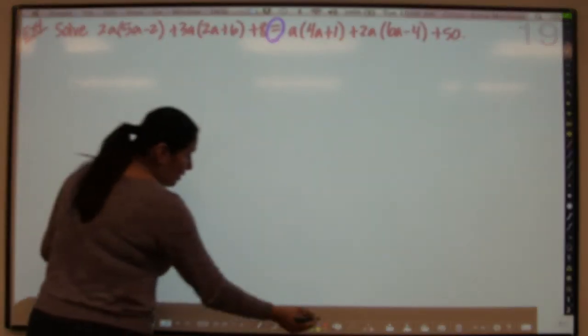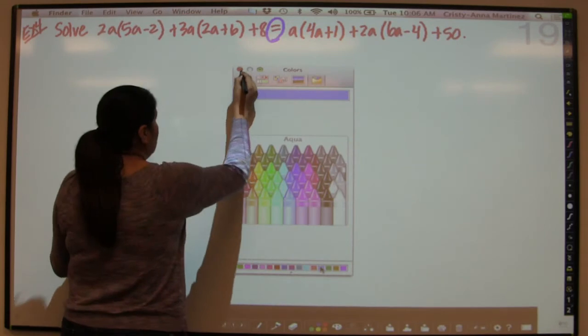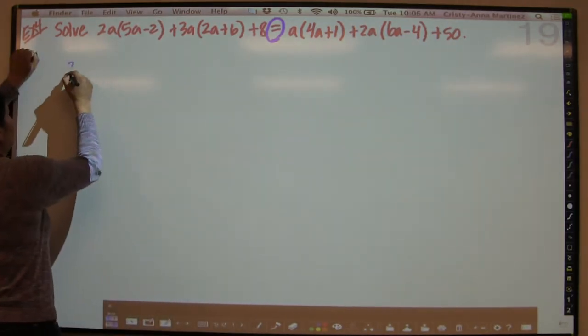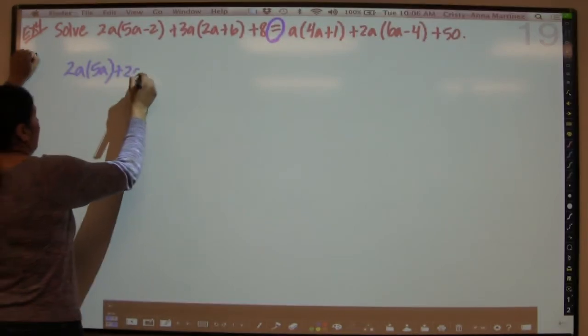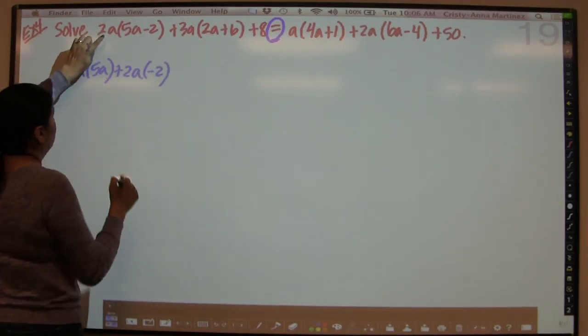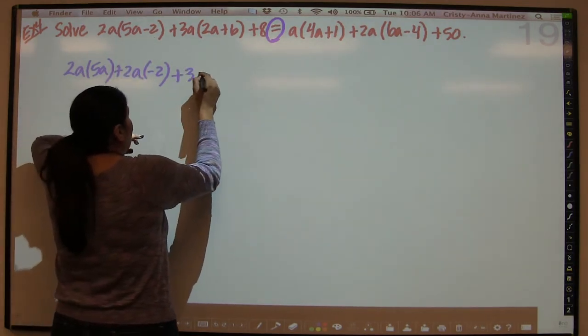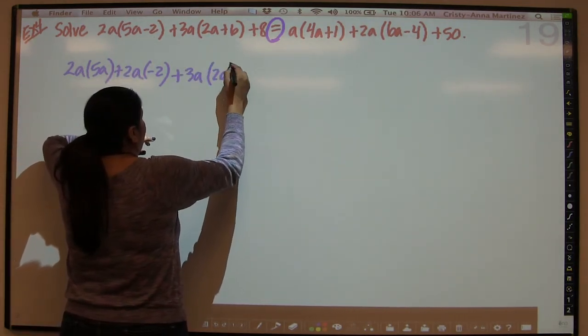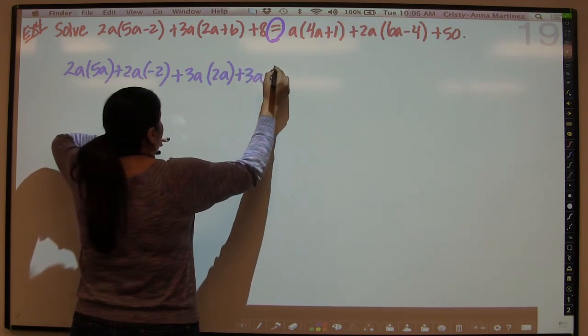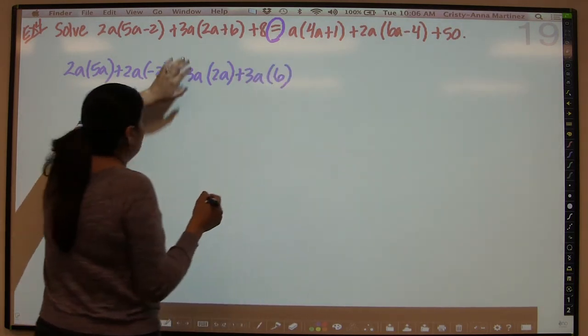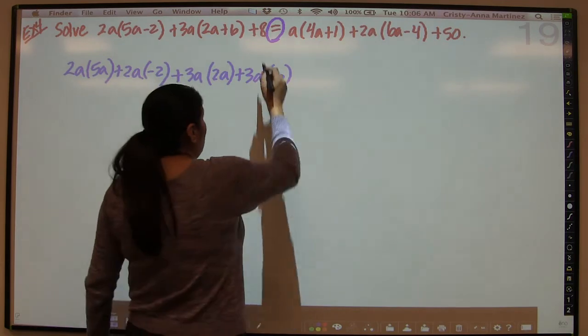First and foremost, we're going to start with our distribution property. So we're going to get 2a times 5a plus 2a times negative 2, for the 2a times 5a, 2a times negative 2. Then we're going to have 3a times 2a plus 3a times 6. That's distributing our 3a. And then, of course, we have plus 8.